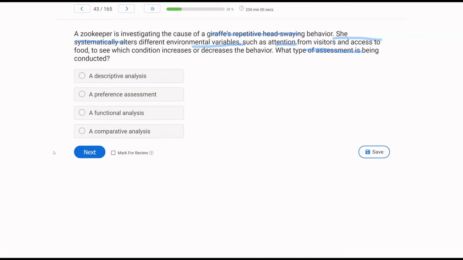And when we are looking at behavior through the function condition lens, right, attention, tangible, escape, we are trying to do a functional analysis. We're trying to figure out what is the function of this repetitive head swaying behavior. A good example of experimental analysis of behavior. And then a comparative analysis has to do with comparing interventions, which the zookeeper is not doing.